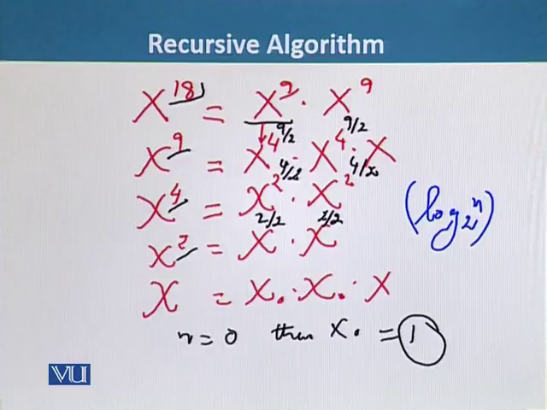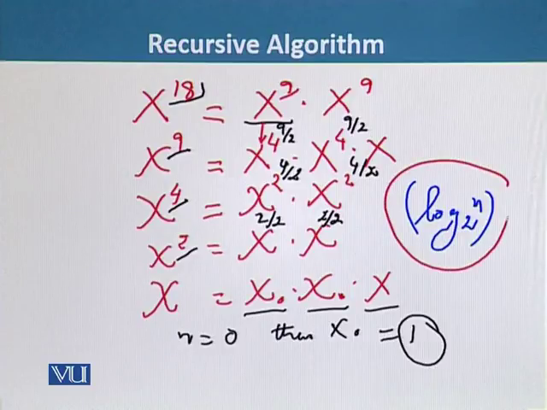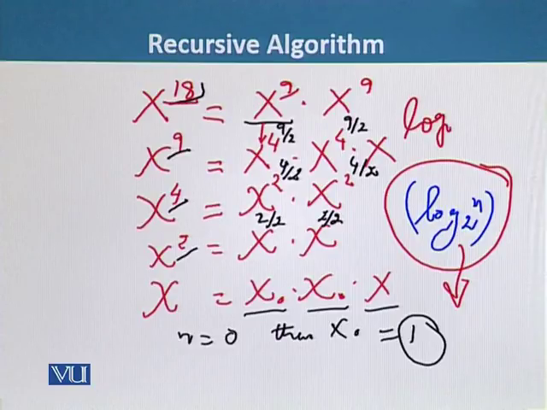So in this recursive algorithm we get very small numbers, and ultimately we reach log 2n, because for log 2n we have to multiply fewer times as compared to n. So in the recursive algorithm approach, we can save a lot of time in terms of the number of steps.